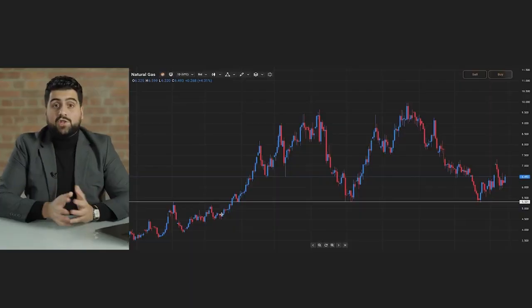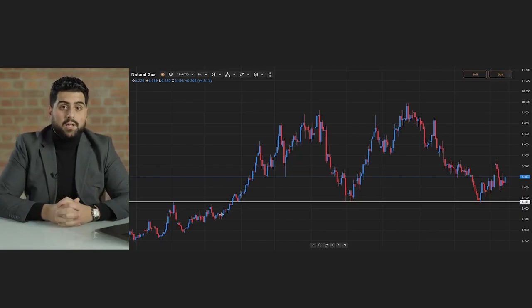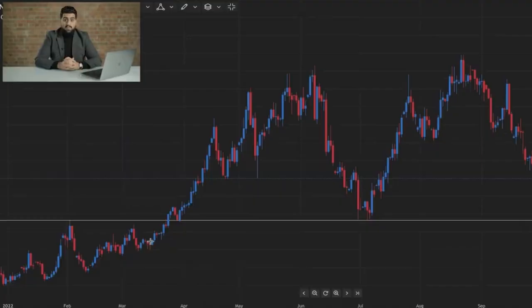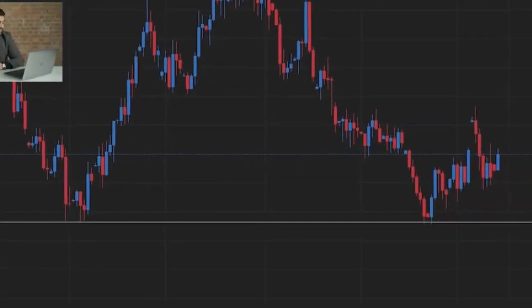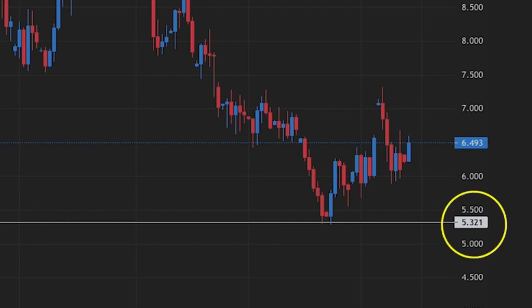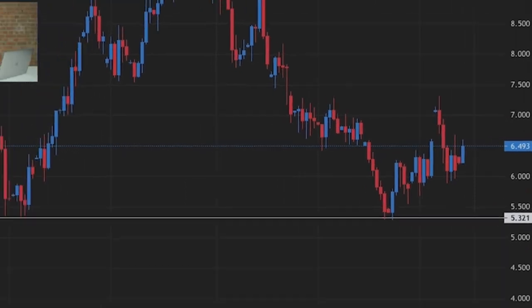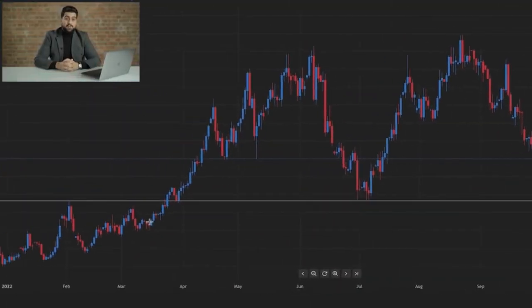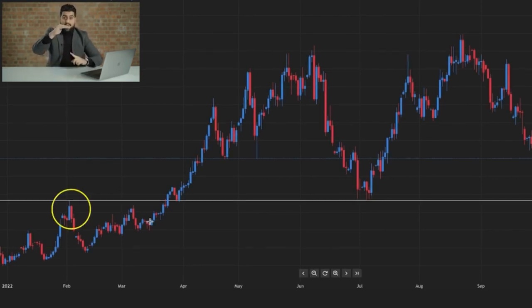So what we're looking at here is a chart of natural gas, and it's a one-day chart. So each candle represents 1 day of trading. Now, if you look at the level there, I've drawn it, it's 5.321. And that was a previous high back in February 2022, earlier this year. Now, what happened was the market hit that resistance level. So the market came up, hit that resistance level, and it moved lower.